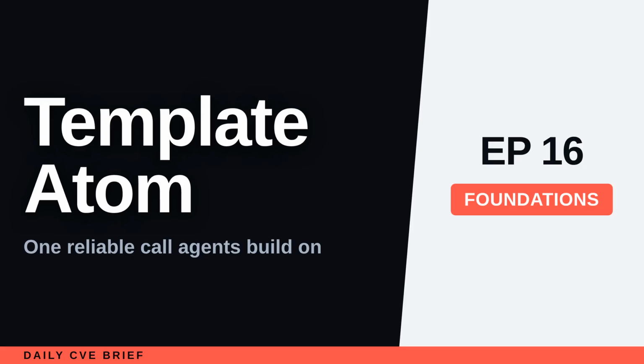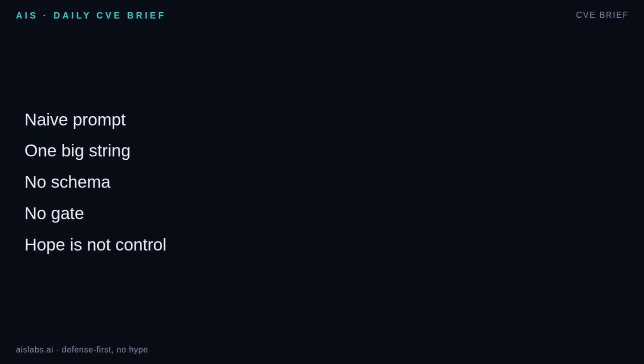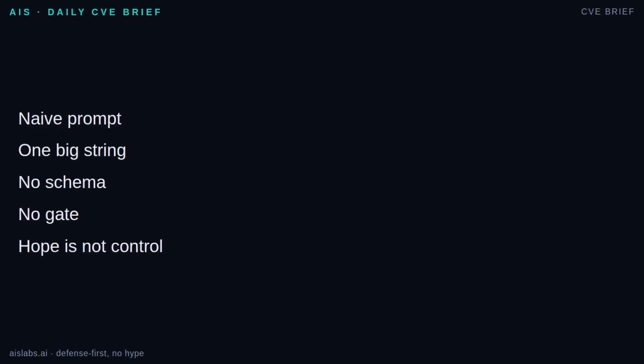That is not an agent problem yet. That is one sloppy call pretending to be reliable. The beginner pattern is one giant prompt string. Explain the task, paste the data, ask nicely for JSON, and hope.